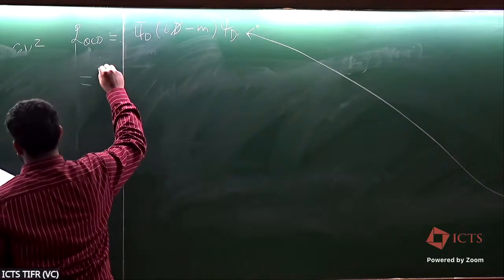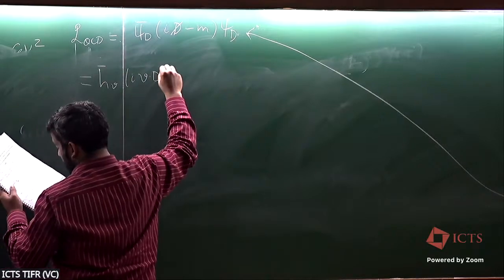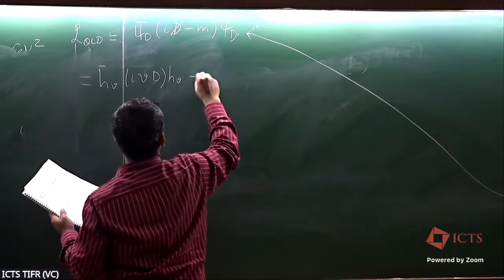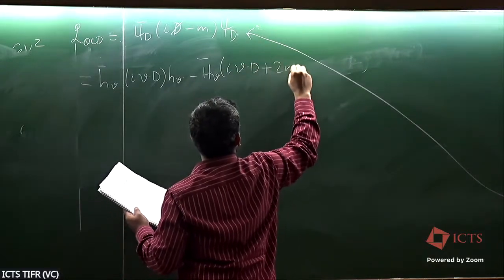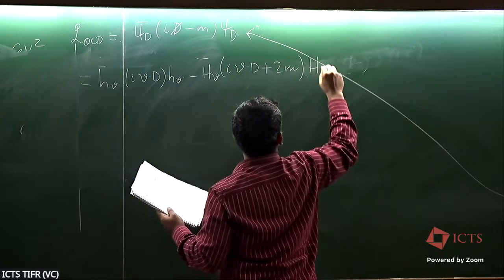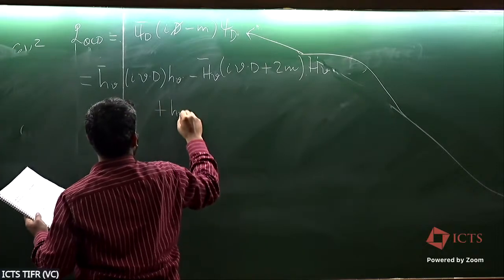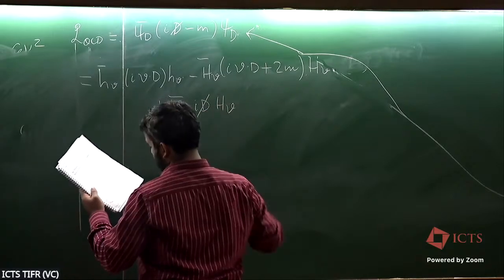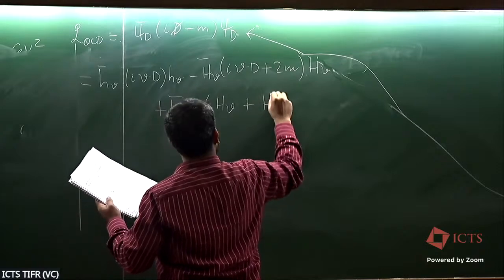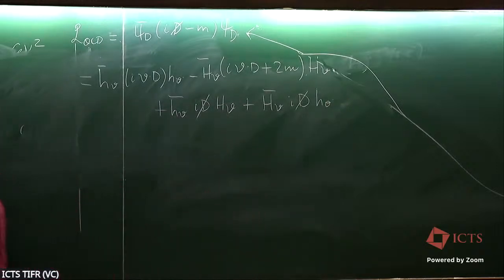So the results that we get in terms of the fields are h_v bar i v dot D h_v minus h_v bar over 2m, h_v slash iD slash h_v plus iD slash h_v. Okay. People can see parts. Okay.